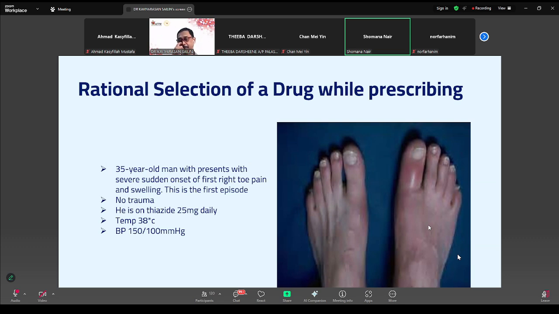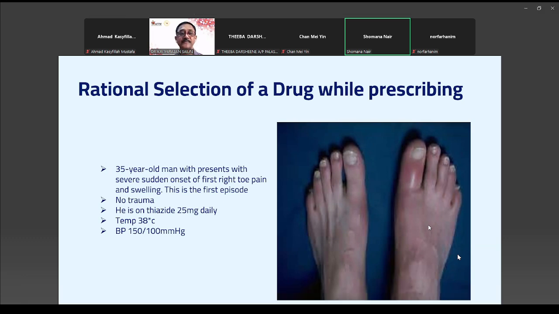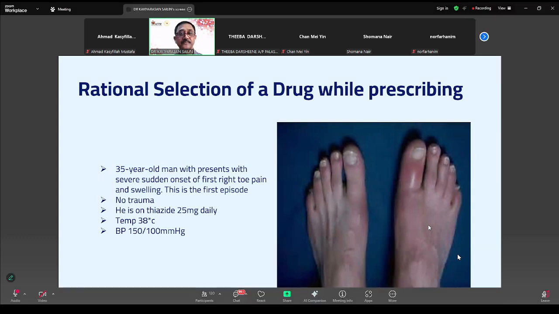Does the patient have any medical illness? He's hypertensive. The blood pressure is high. He's on thiazide 25 milligram daily. No trauma. Any other history you would want to ask the patient? Any allergy to medications? No. Or allergic?